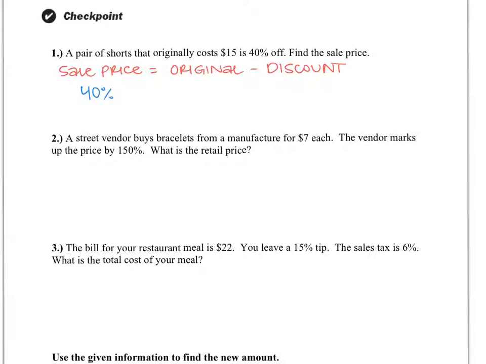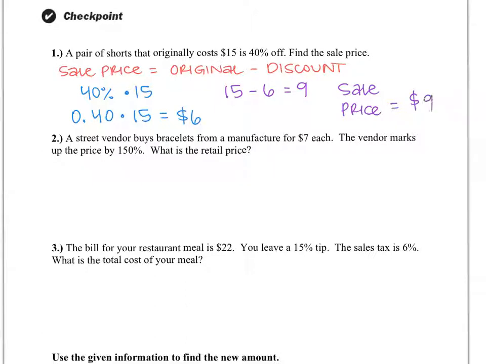The original is 15. I need to calculate the discount. It is 40% times $15, or that's 0.40 times 15. Again, feel free to use your calculators to figure that out if you need to. It is $6. Now again, $6 is not the cost of those shorts. $6 is how much money you are saving off the cost of the shorts. So your last step is to do 15 minus 6, which is 9. And so your final answer, and you do need to label it, is the sale price equals $9. Do not forget to label it sale price. And also don't forget to use your $ sign because that's your label in this problem.